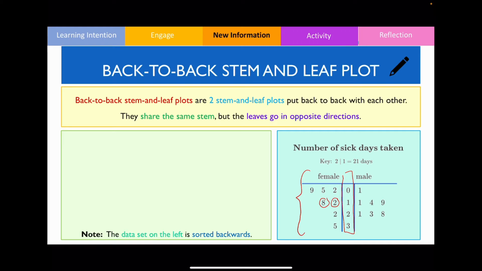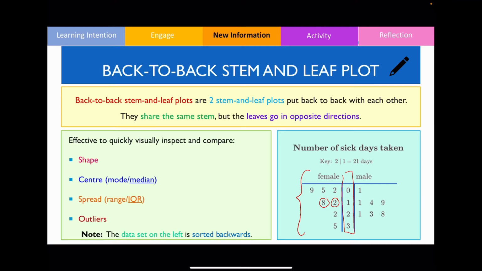The reason why back-to-back stem and leaf plots are so useful is that this allows us to quickly visually inspect and compare the shapes of the two distributions. It allows us to also quickly identify the centers, the spreads, and what outliers exist between the two datasets. As you can see by my notes over here, I've highlighted both the median and IQR, and the reason why I've underlined these words is that these are the preferred ways in which we would comment on the centers as well as the spread between the two datasets.